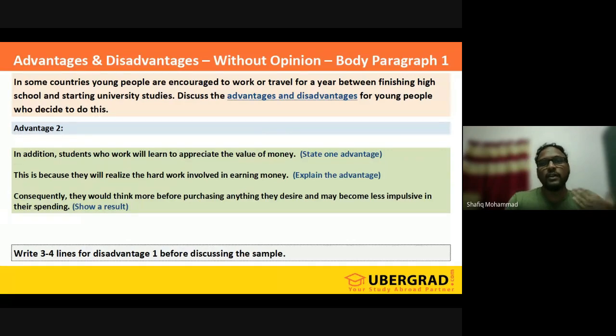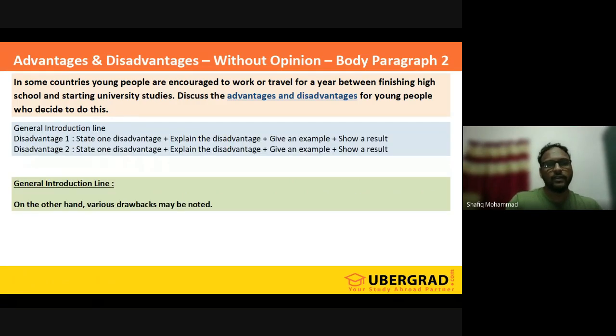When you start working, when you start going into the world, that experience is different, right? Then you will start respecting your parents, or we start respecting our parents, right? How much hard work and hardship they have gone through to provide for us, isn't it? So that is what it is saying here. Consequently, they would think more before purchasing anything they desire, and may become less impulsive in their spending. So obviously, they'll be very careful in their spending. Okay, so that would be the second advantage.